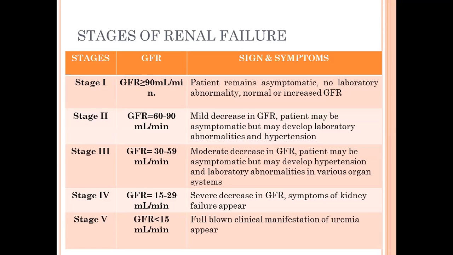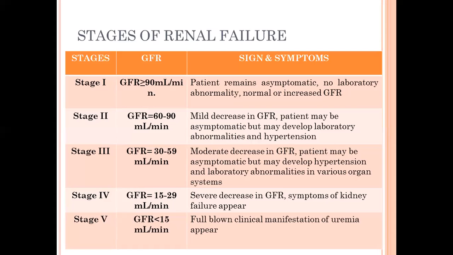Next, in stage 3, the glomerular filtration rate is 30 to 59 ml per minute. The signs and symptoms you can see are a moderate decrease in the glomerular filtration rate. In this condition also the patient will be asymptomatic, but they will have conditions like hypertension. Also laboratory abnormalities can be seen when you undergo urine analysis. When you do it, you can see some little fragments present there.